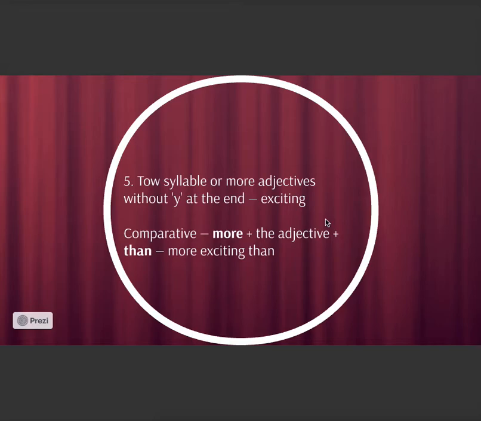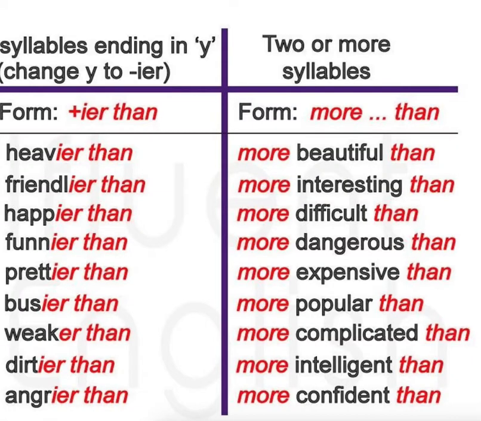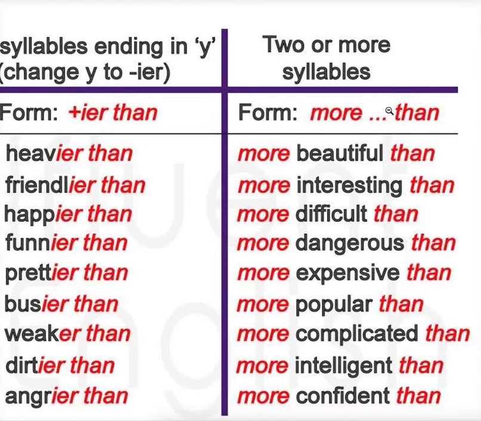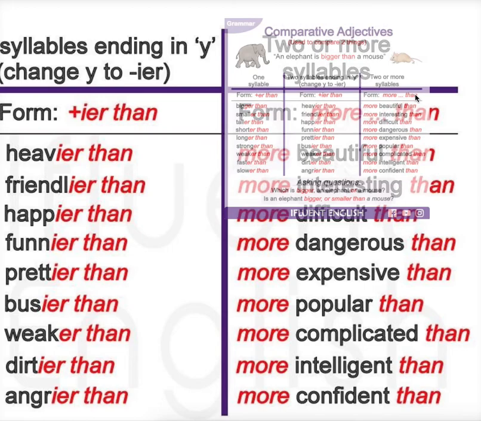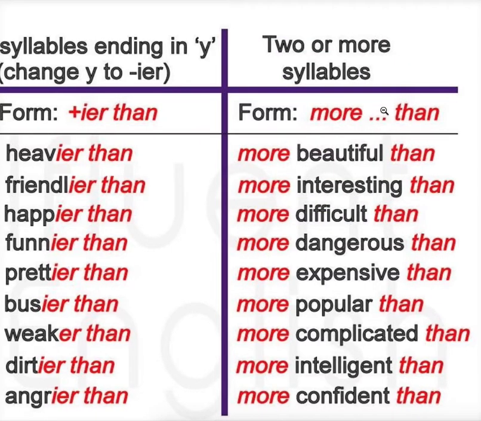It is not a short adjective. Ya no es un adjetivo corto porque ya tienes más de dos sílabas. En este caso tienes tres. ¿Qué haces en ese caso? Tienes que poner more, el adjetivo, y luego than. Can you see? Oh my god. More, the adjective, and than.